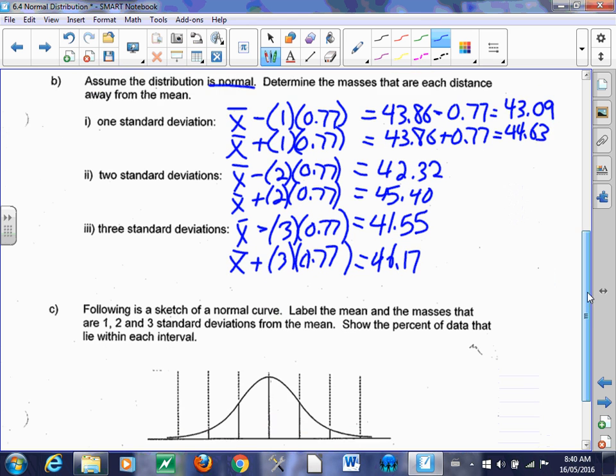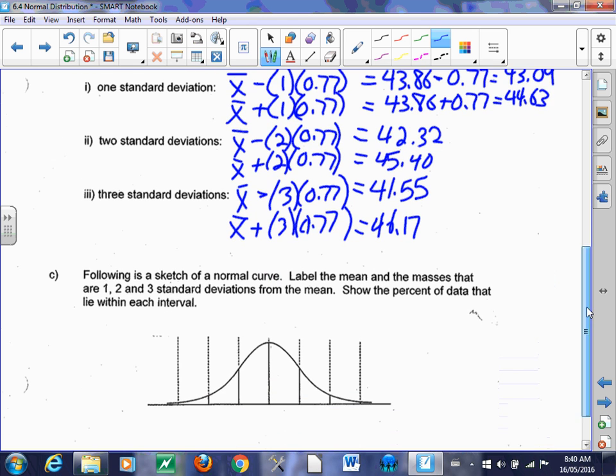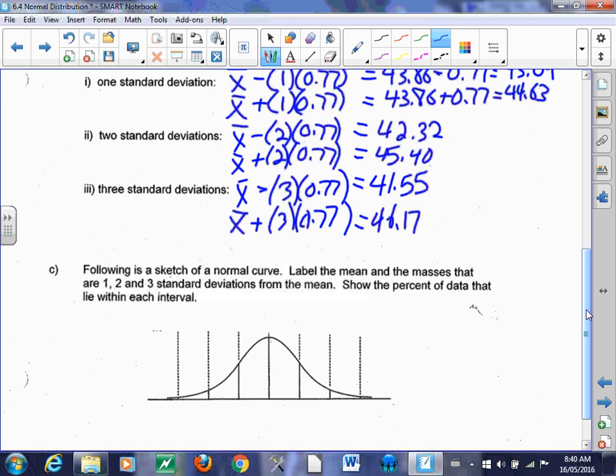Well, let's put all these on a graph, and then it'll make more sense, okay? So we're going to sketch a normal curve, which is a distribution. So remember, what's in our middle? It is 43.86, okay? And that is our mean. Put that in a different color, okay? And then we're going to do our ones above.